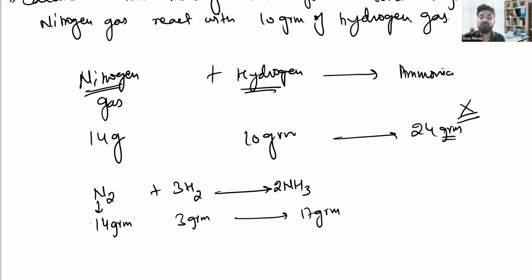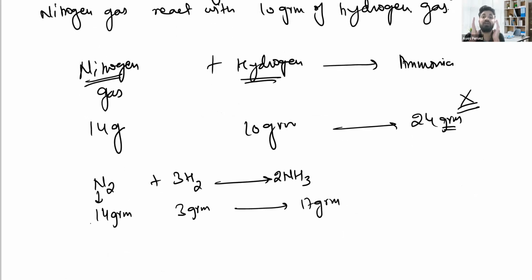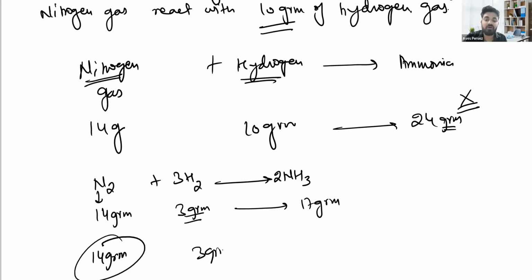This is fixed. For every 14 kg, sir, if I'm taking 14 kg, then 3 kg of hydrogen will be required and 17 of ammonia is formed. So for every 14 grams of nitrogen, only 3 grams will react out of 10, and 7 grams of hydrogen will remain unreacted. So if we have 14 gram nitrogen, then from these 10 gram only 3 grams of hydrogen will react and 17 gram of ammonia will be formed.